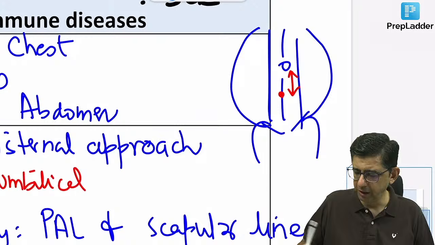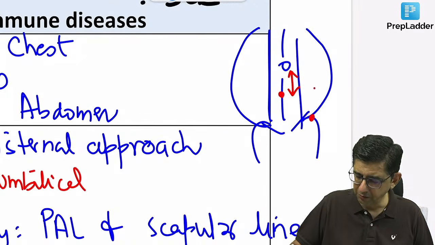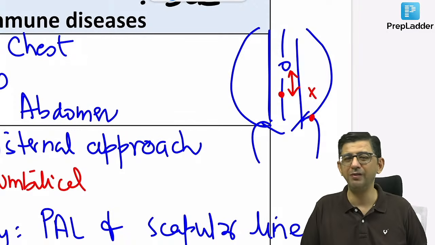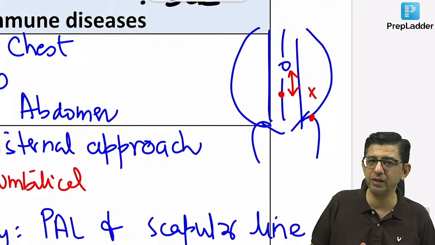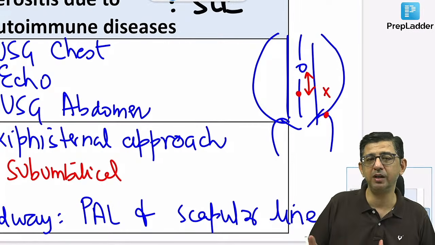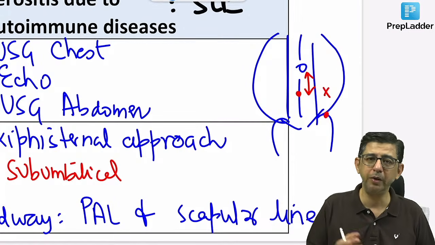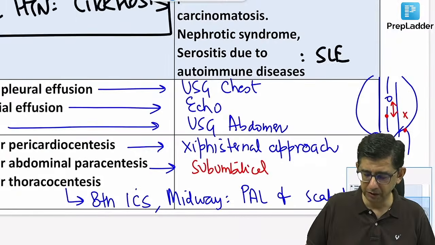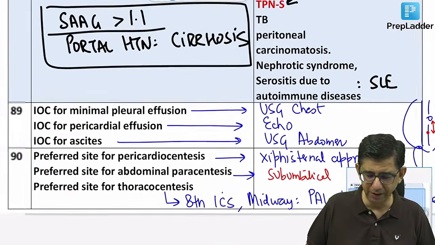Or the second site can be from the anterior superior iliac spine. We can put a needle about 1 inch above and a little medially, that is like in the flanks of the patient. So there are two sites that I mentioned. One is going to be flanks and second is going to be subumbilical. Between the two, the single best answer would be subumbilical for abdominal paracentesis.